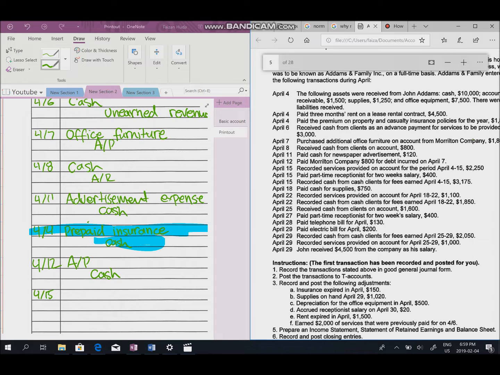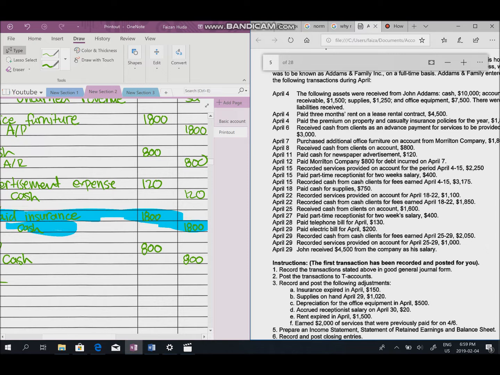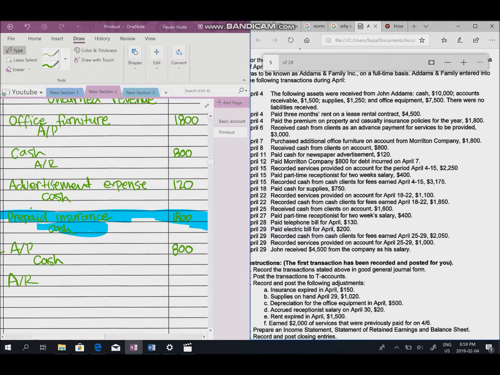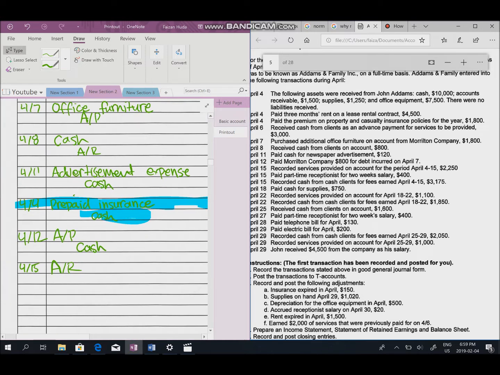So on account is the keyword that tells me I'm going to use accounts receivable, and I'm going to debit this amount by $2,250. Note that it does not say cash. If it had said cash, I would have put cash instead of accounts receivable. But since it's on account, that's why I'm using the accounts receivable account.